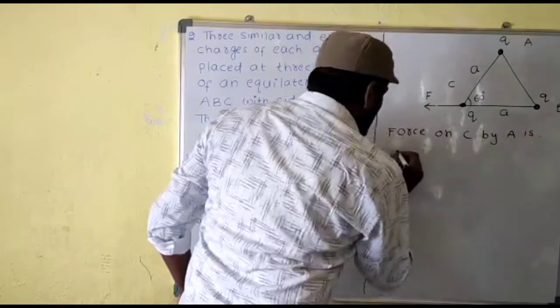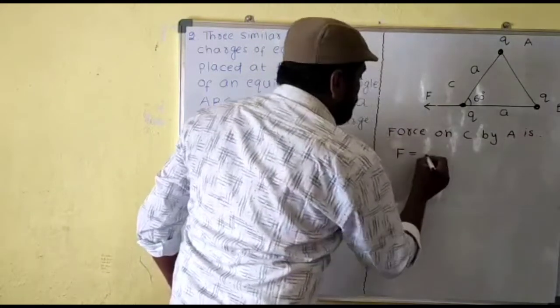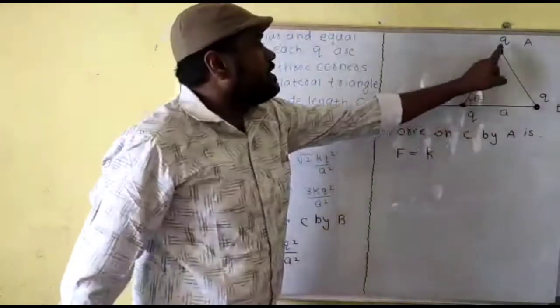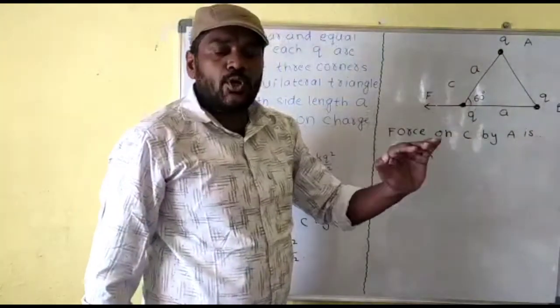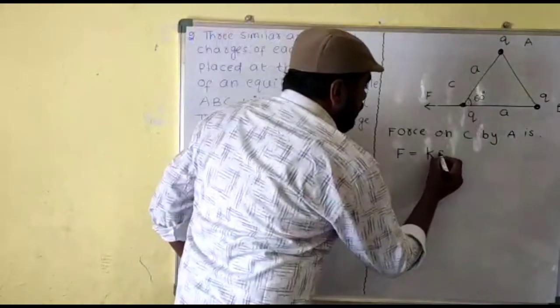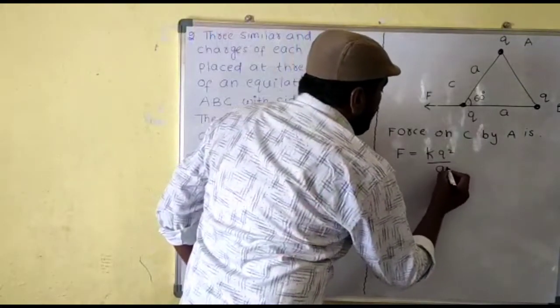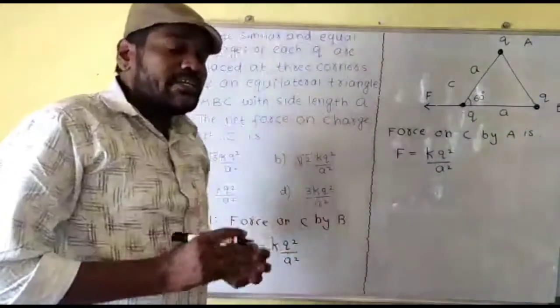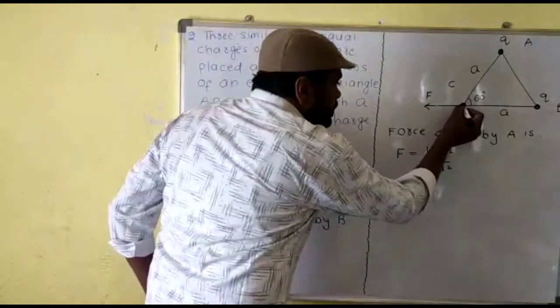You can get F is equal to K into Q1 Q2. Both are the same, so Q into Q, Q square, and the distance is A. Therefore here it is Q square by A square. But what is its direction? Its direction is also this side.